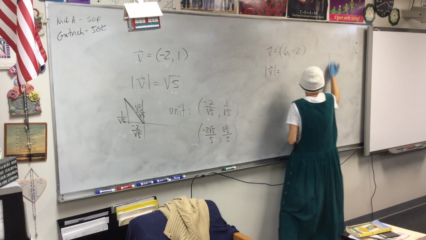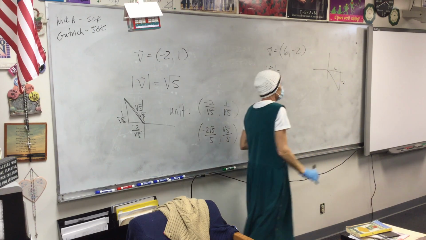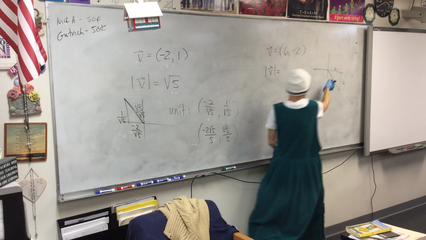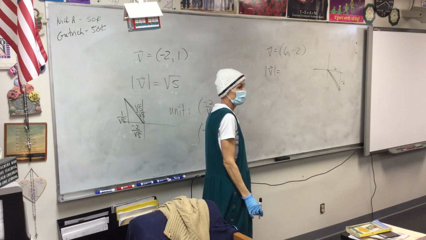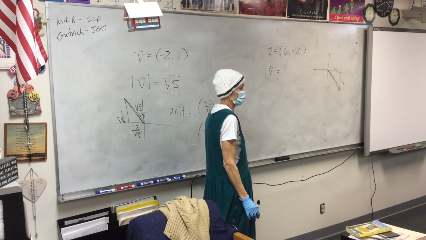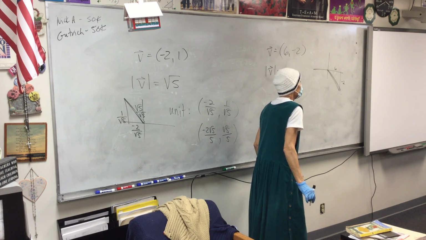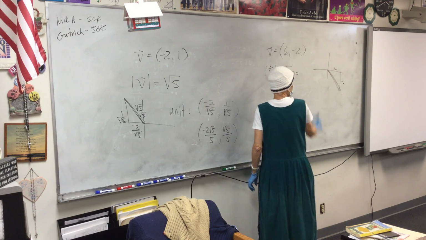Alright, so when I draw a picture of it, over 6 down 2, how long is it? This is its magnitude right here. How long is it? John? Is it 6 squared plus negative 2 squared? So the square root of 40.